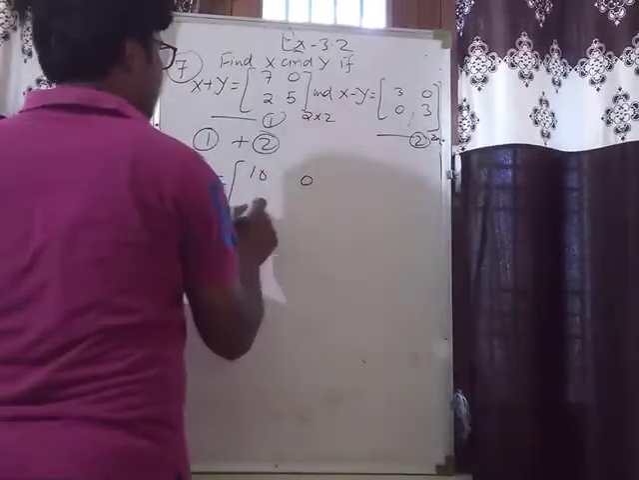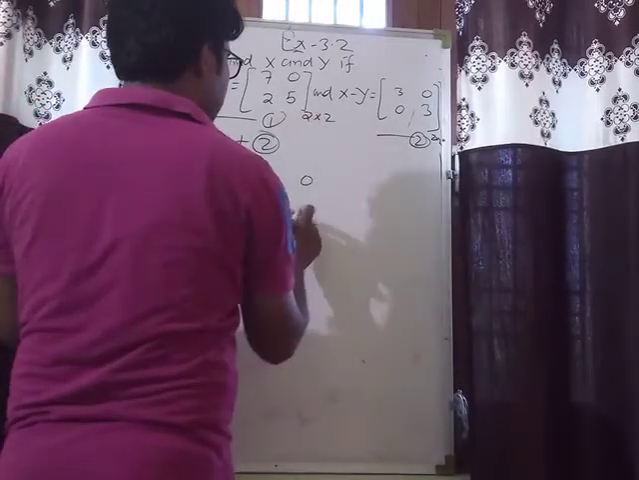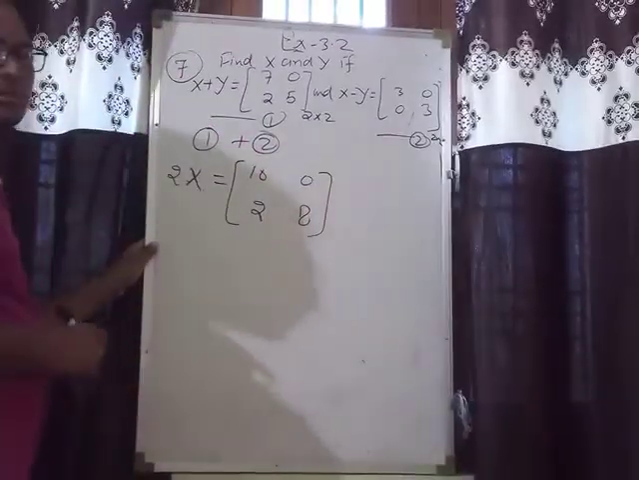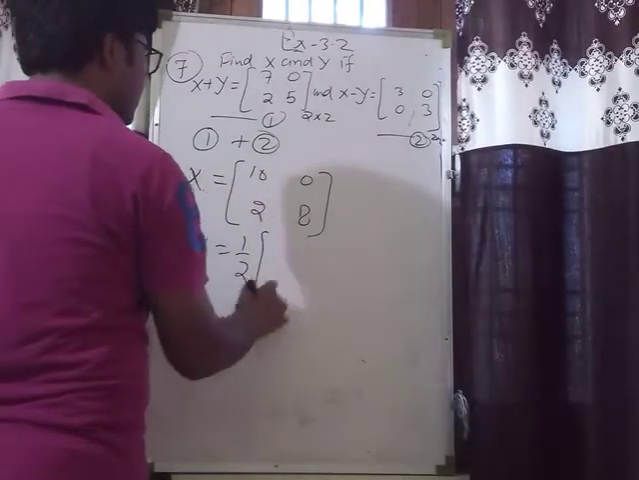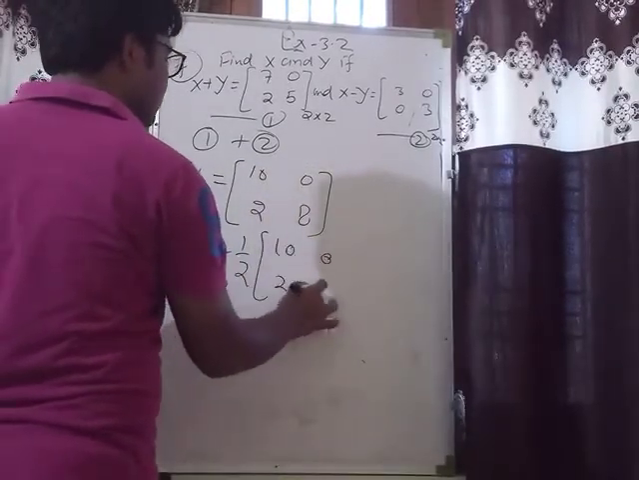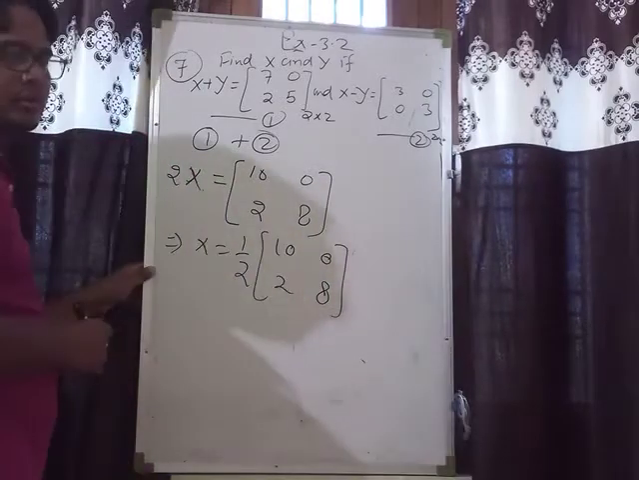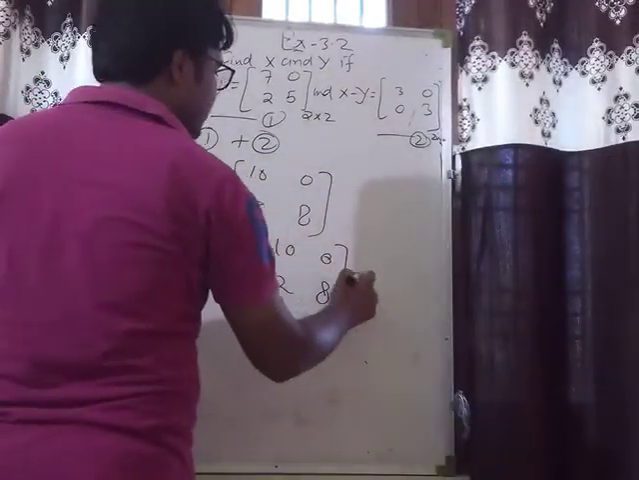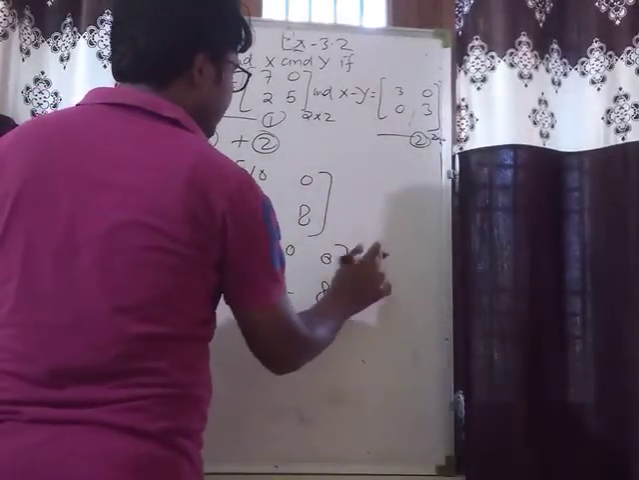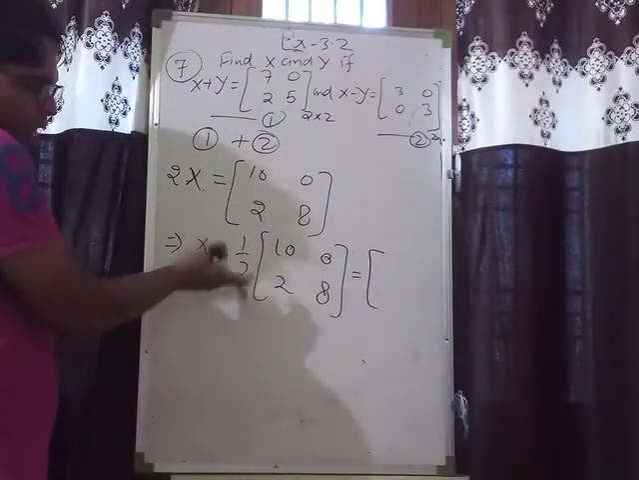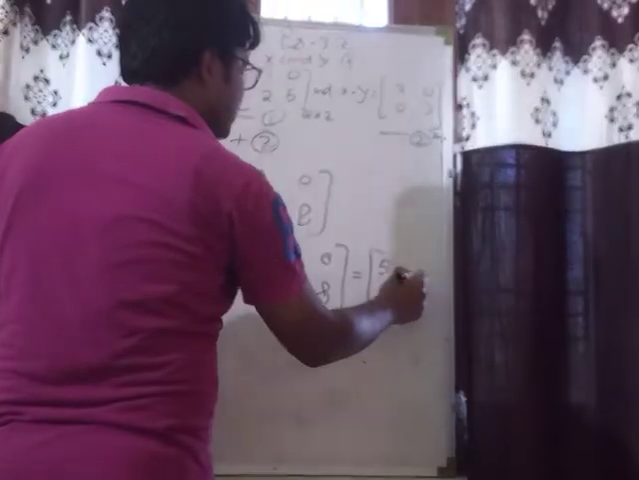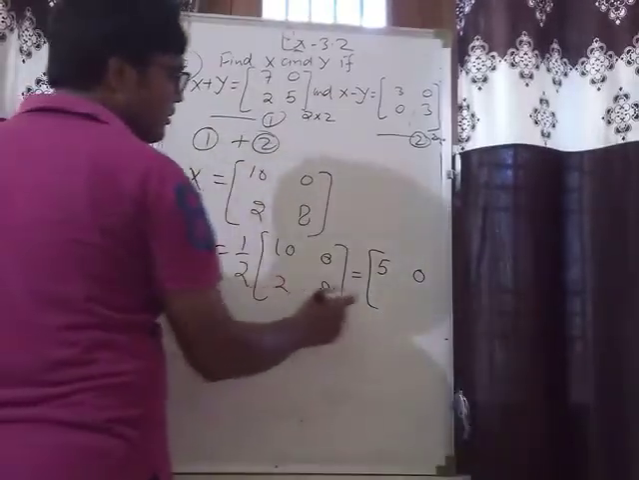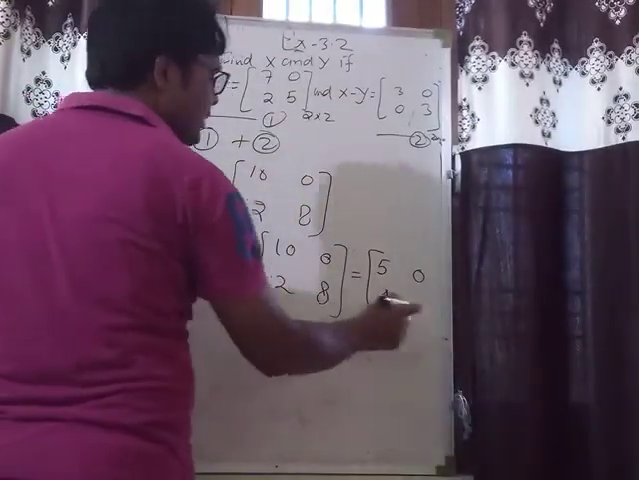2 plus 0, that is 2. 5 plus 3, that is 8. Now what will be x? X is equal to 1 by 2 times 10, 0, 2, 8. So here x is equal to. अब एक तरह से ये क्या है? 2 से सारी एंट्रीज को आप डिवाइड कर लो. That is 5. That is 0 divided by 2, that is 0. 2 divided by 2, that is 1. 8 divided by 2, that is 4.